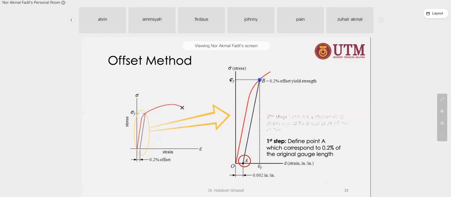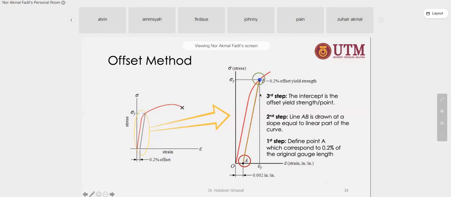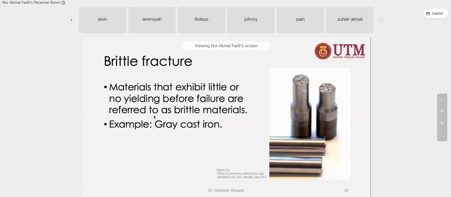because it's a standard. And then the second step is to draw a slope equal to the linear part. The intercept of this offset line, the 0.2% line parallel to the elastic line, is the value of the yield strength or yield stress of the material. This is an example of materials that don't show obvious yielding behavior. So just now we talked about that type of materials.